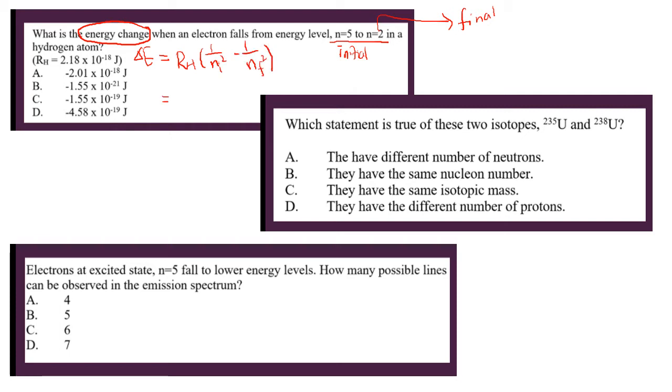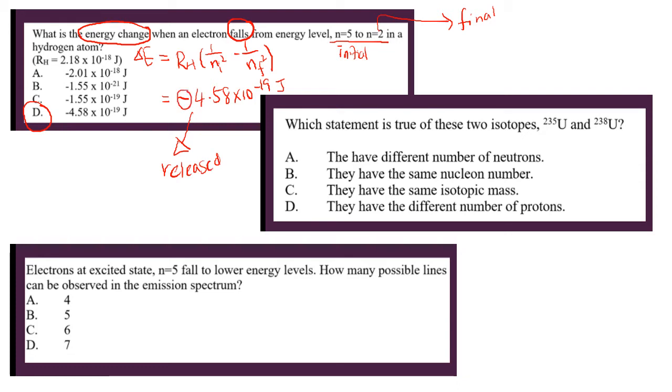So when you key in the constant value and also the energy levels, you will get the answer negative 4.58 times 10 to the power of negative 19 joule, which is option D. Because the electron falls from a higher energy level to a lower energy level, the energy change is supposedly released energy. So that's why you get the negative sign in the final answer.